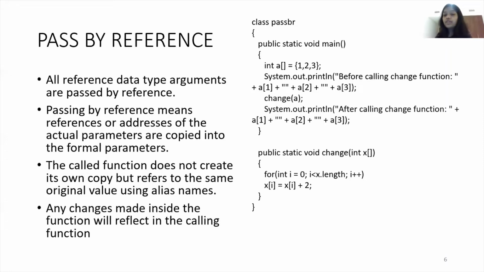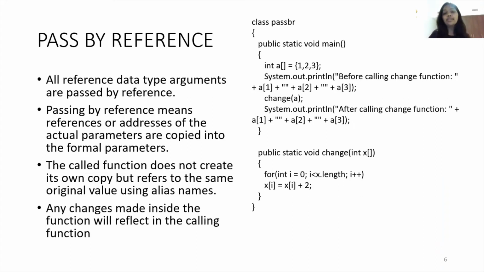So the called function does not create its own copy but refers to the same original value using alias names, as I already discussed. Any changes made inside the function will reflect in the calling function. This means if any change is made in the argument that is passed to a function, it will reflect in the original value as there is no copy of the actual parameter.